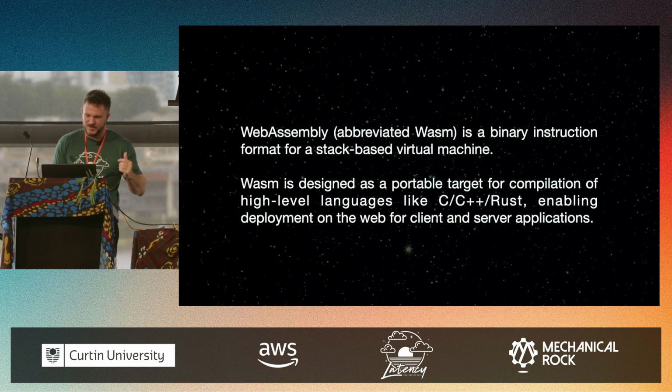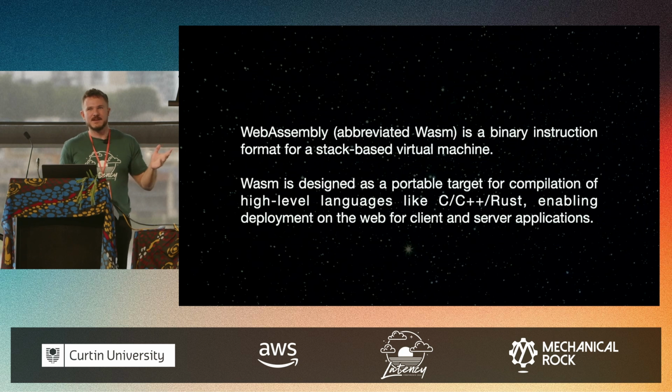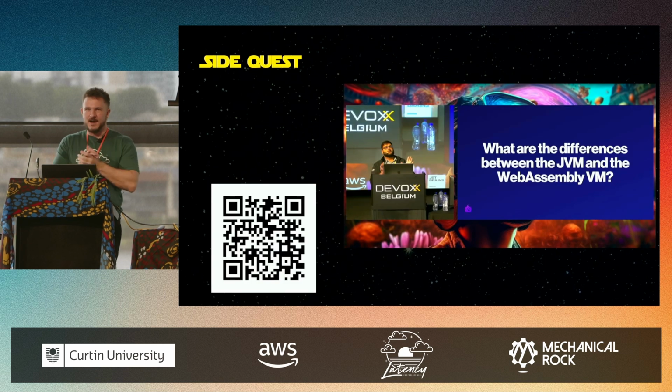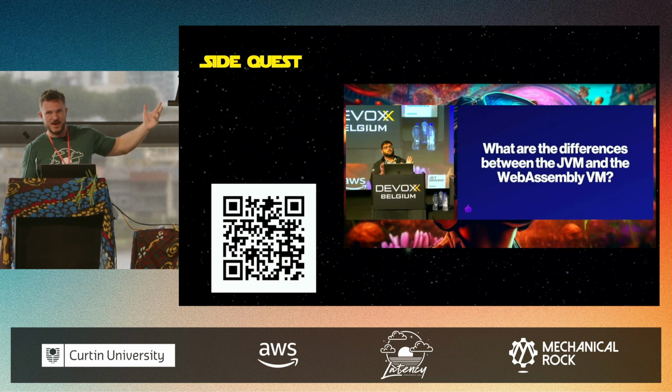And that sounds awfully familiar to a technology that was already in the browser, which was the JVM. So it's like, why did we invent a new VM? Why can't we just use the JVM? And so that brings us to our first side quest.